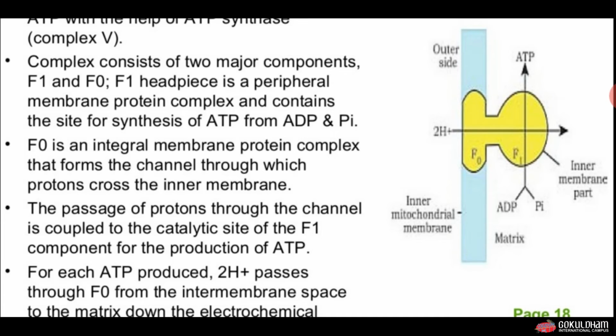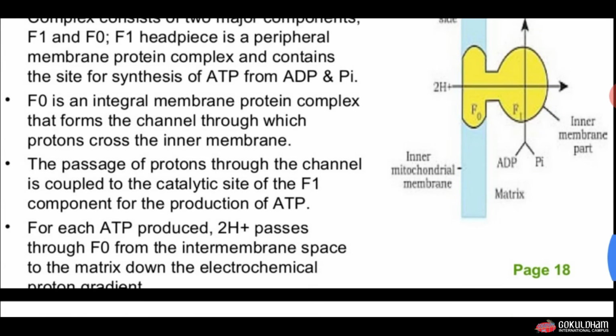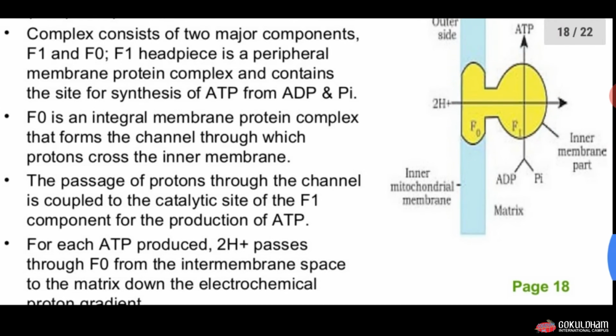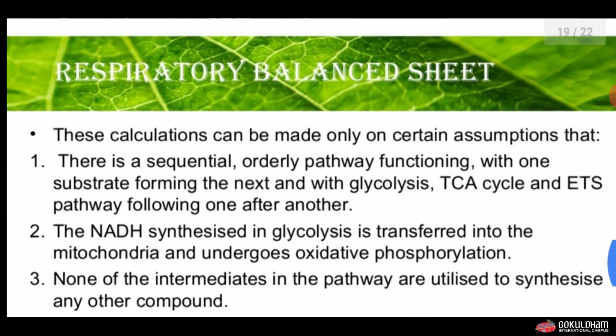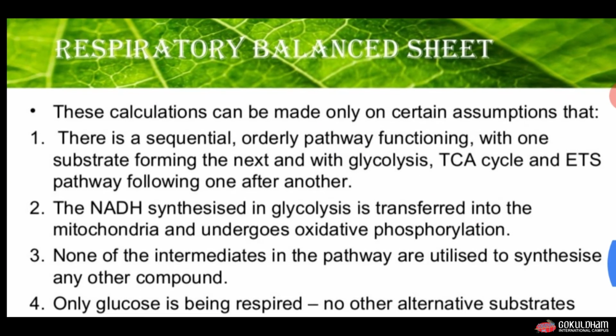We also know that for the formation of ATP, the proton gradient is a must, and the proton gradient is very necessary. We already discussed in photosynthesis that when the proton gradient breaks down, ATP synthesis stops. So for the formation of ATP, the proton gradient is very necessary. Now let us see the next topic.